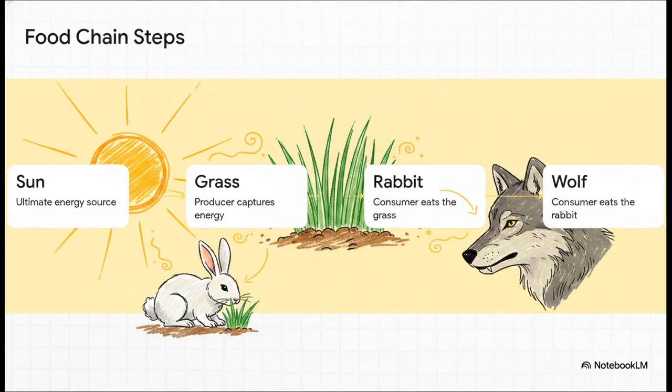Let's picture a real-world example. Imagine a bright, sunny day. The sun is our ultimate energy source, right? Its light beams down, and that energy gets captured by the green grass. Then, hop, hop, hop, along comes a rabbit, munches on the grass, and takes in that energy. Next thing you know, a hungry wolf comes along and eats the rabbit. So it goes sun to grass to rabbit to wolf. Boom! That is a perfect, simple food chain.